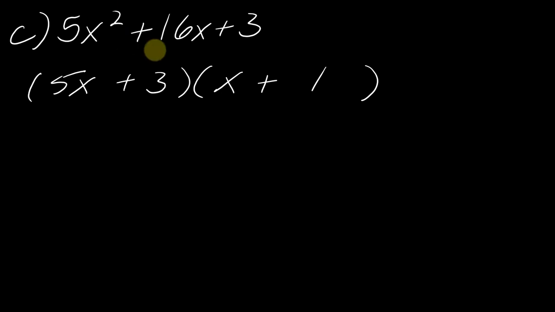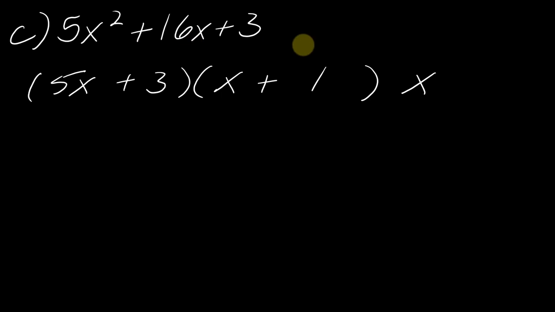And the key to this is that you now do a quick check in your head. So I know I've got 5x squared, 5x times x. I've got the 3 at the end, 3 times 1. What about the middle term? 3x plus 5x will give me 8x. So this will not work, but why was this so low?